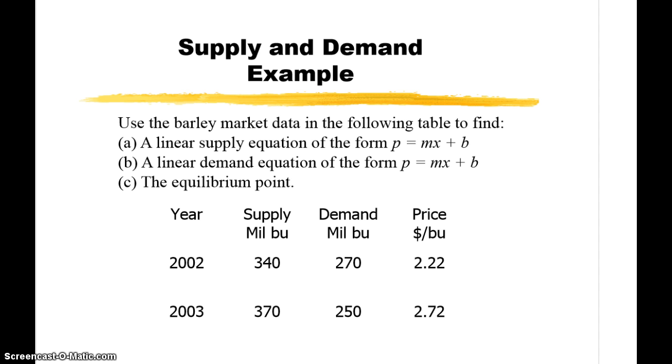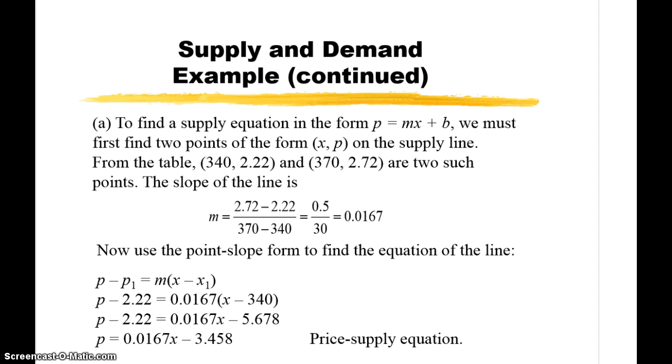So for each supply and demand, we have some data in our chart here for 2002 and 2003. And to find the supply equation, let's start with part A. For the supply equation, we want the form P equals mx plus b. We must first find 2 points of the form x comma p on the supply line. Once again, in order to find a linear equation, you need a slope and a point, right? So that's why we need 2 points of this form, x comma p.